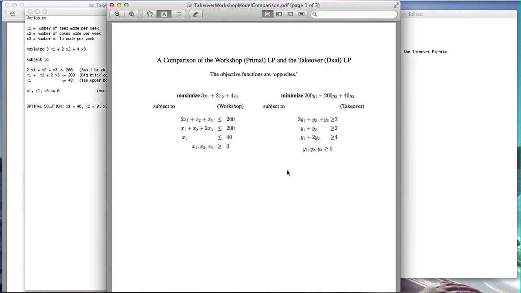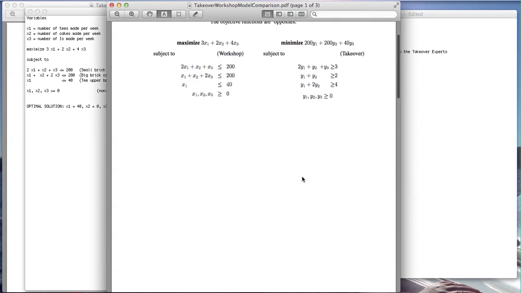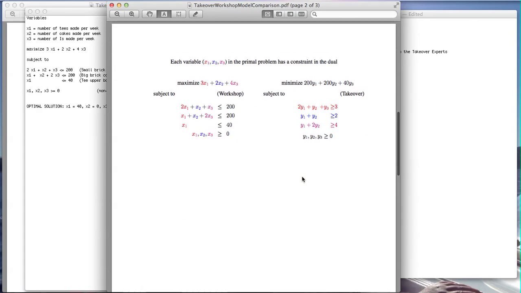The first thing with any primal-dual pair is that the objective functions are, quote-unquote, opposites. So we're maximizing profits in the workshop example, and we're minimizing costs in the takeover example. That's a pretty simple relationship. The next relationship we want to highlight is that, like I said before, each variable in the primal problem has a constraint over in the dual problem.